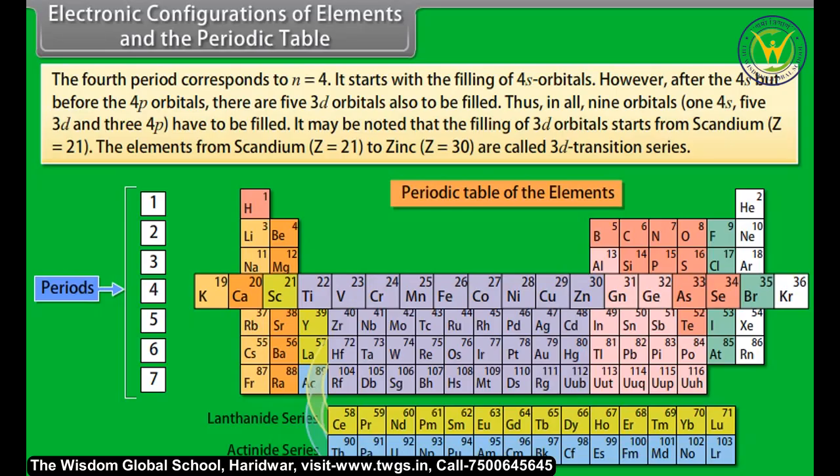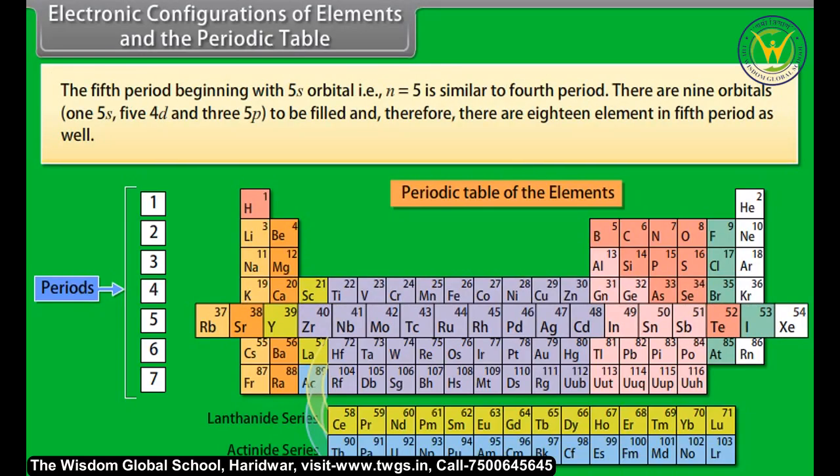The elements from scandium, atomic number equals 21, to zinc, atomic number equals 30, are called the 3d transition series. The fifth period, beginning with the 5s orbital, that is, n equals 5, is similar to the fourth period. There are 9 orbitals, 1 5s, 5 4d and 3 5p, to be filled, and therefore there are 18 elements in the fifth period as well.